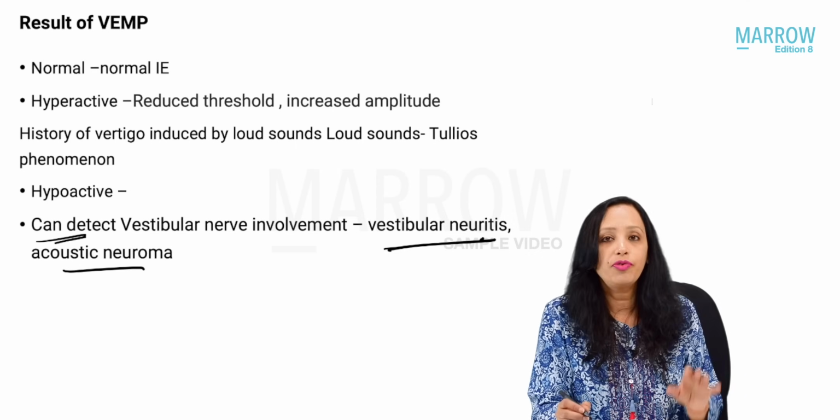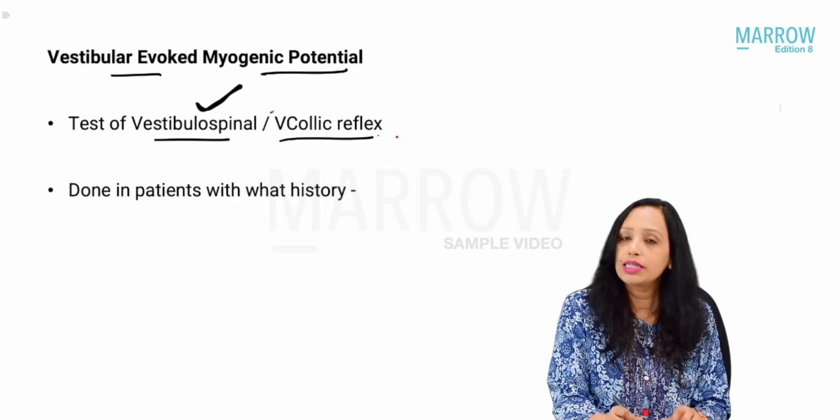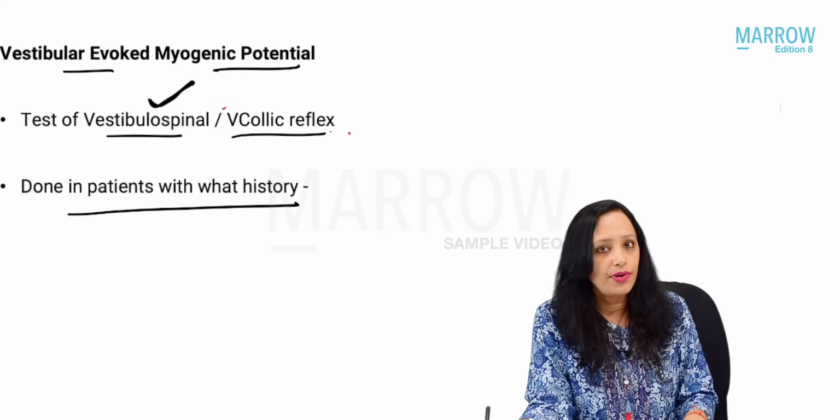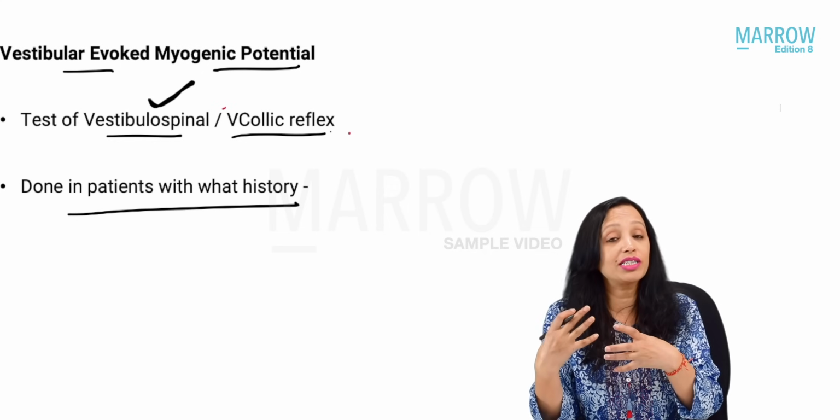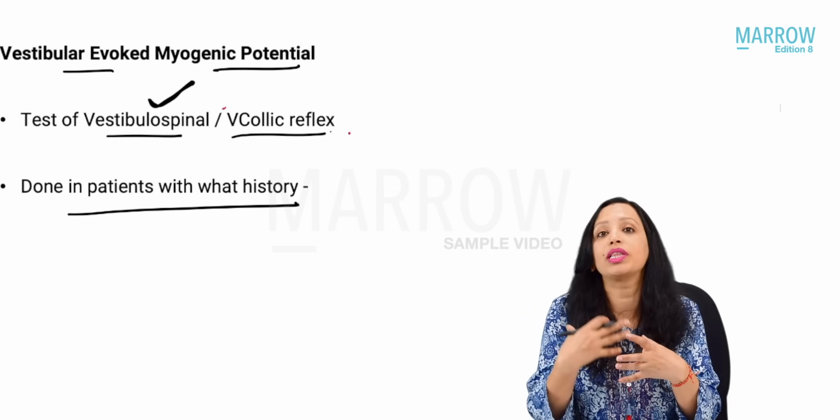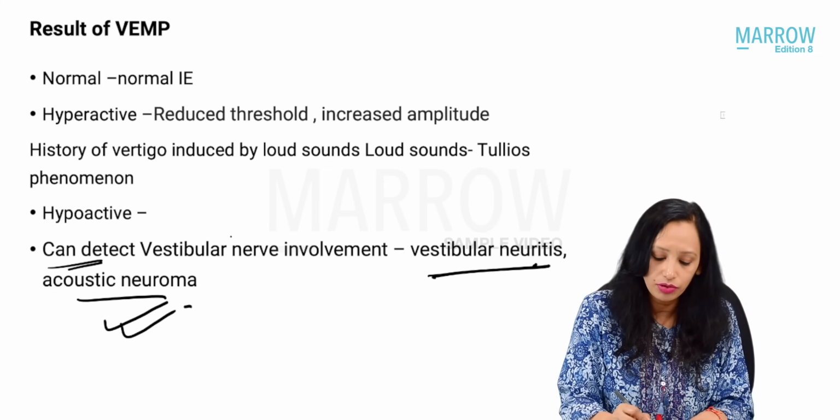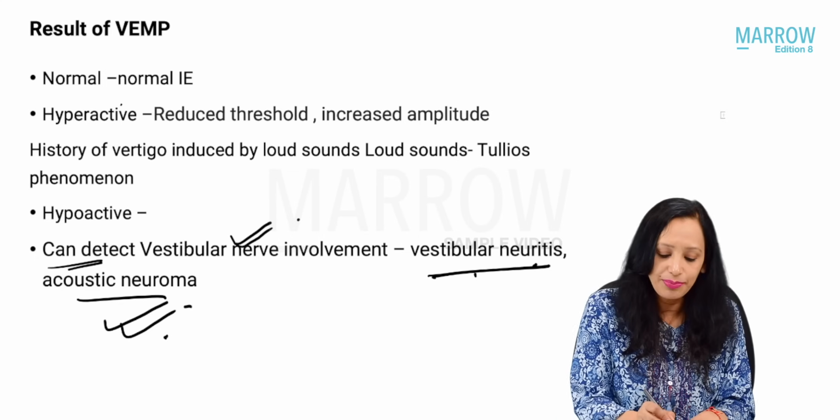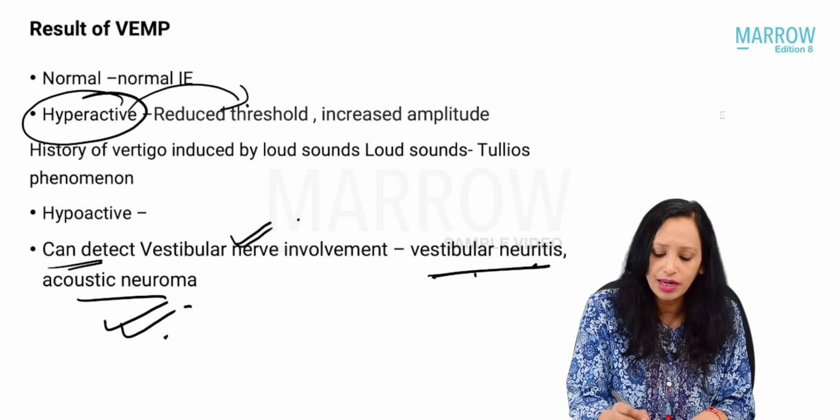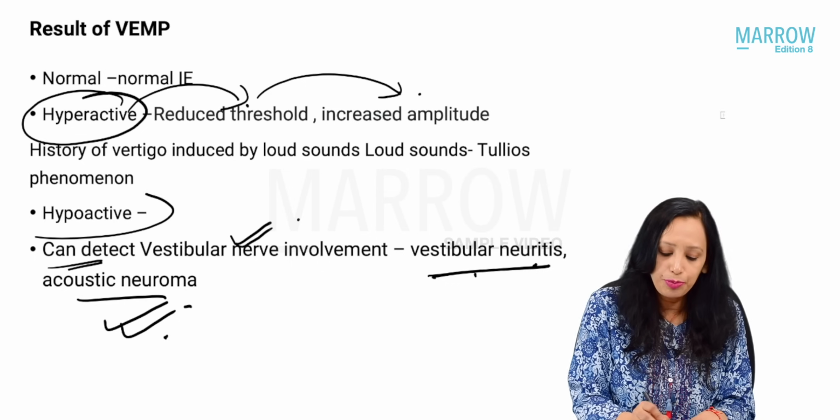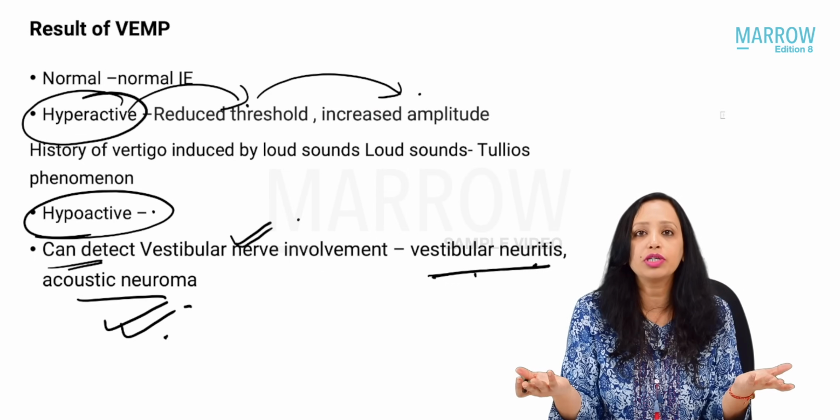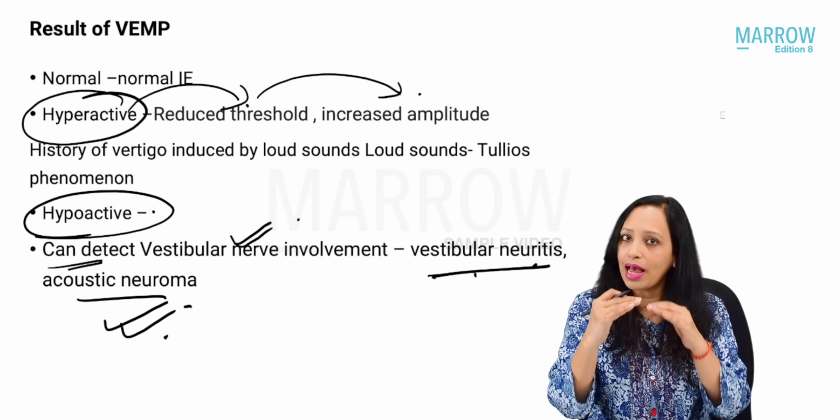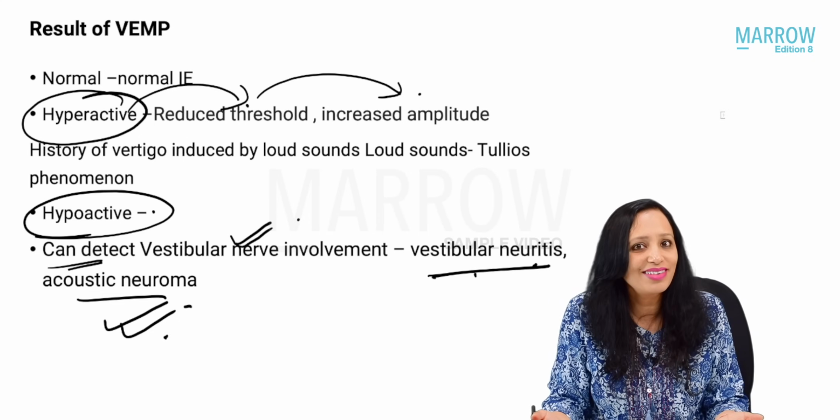Yes. So we know what is VEMP. We know it is a test for what? We know it is done in patients with what history? Yes, whenever you want to see that the vestibular system is getting excessively stimulated, and also it can help us to find out the nerve involvement in vestibular neuritis and acoustic neuroma. Right, a hyperactive response means reduced threshold and increased amplitude. Hypoactive response means no response at all, or the threshold is increased and the amplitude has gone down. Have you got that? Yes.